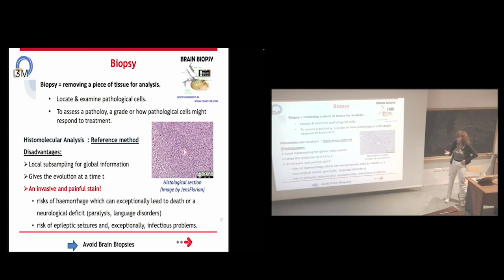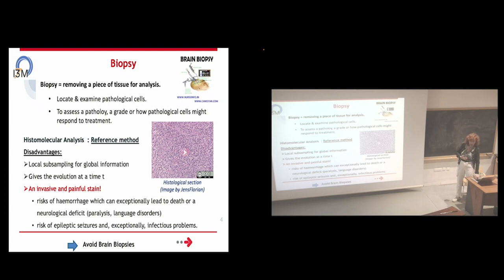and we can want a global investigation of the organ. Another problem is that it gives you just the state at a precise time, and you cannot reproduce it numerous times because it's something very painful. And essentially for brain biopsy, for example, you have a lot of disadvantages: you can have hemorrhage, you can have infectious problems, and that can bring to death, finally. So the idea is to avoid brain biopsy as soon as possible, to make virtual biopsy.